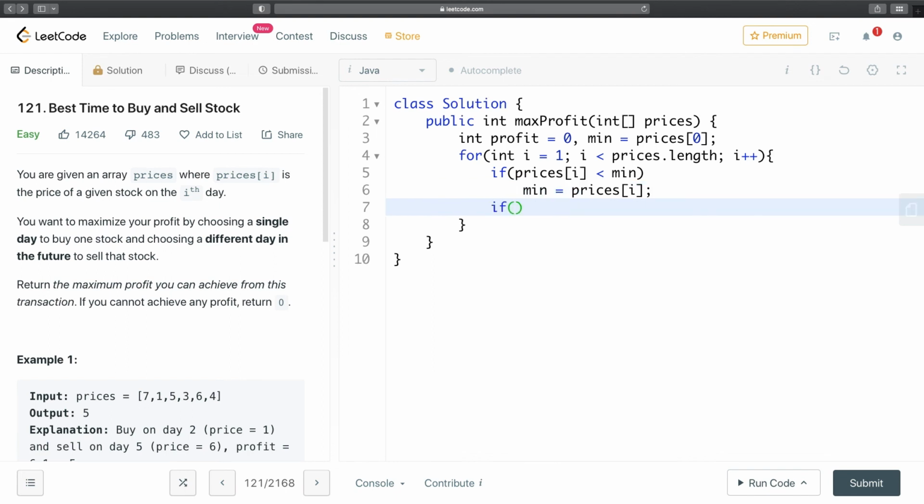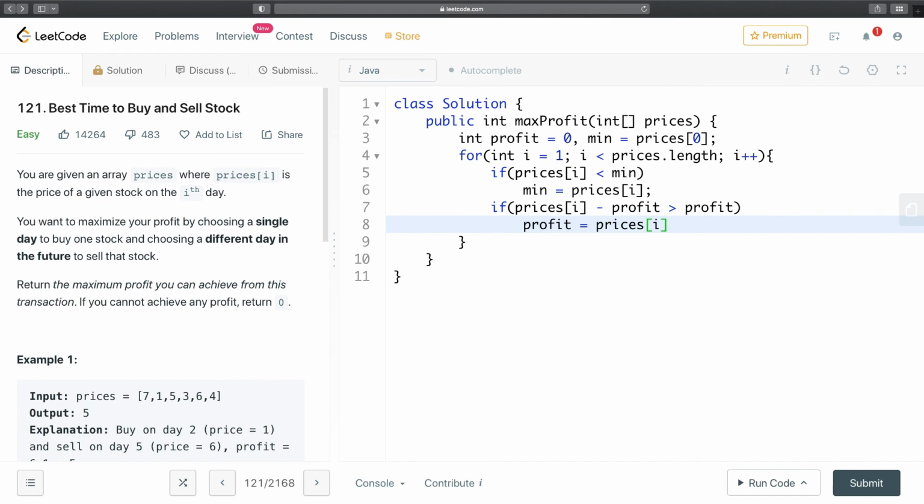Now there's another condition. If the value of prices at I minus profit greater than present value of profit, then you update profit equal to prices at I minus, okay, one mistake. You are going to do prices minus min, because min is the minimum price that you could buy a stock in. So again, profit equal to prices minus min, that's what you're gonna set if value of prices minus min is greater than profit.